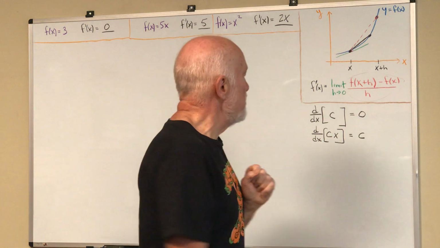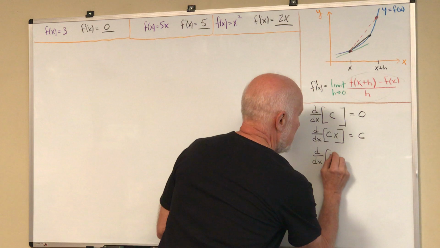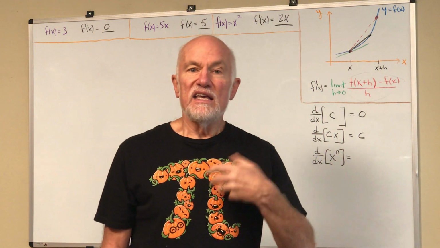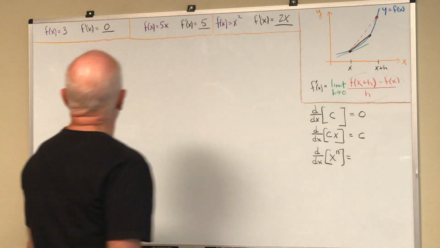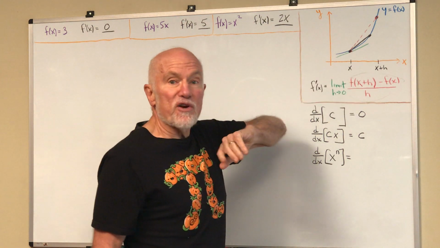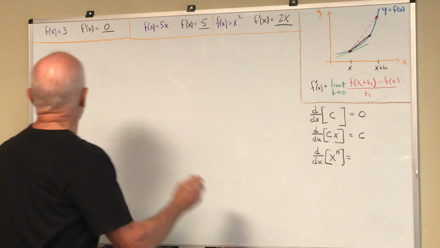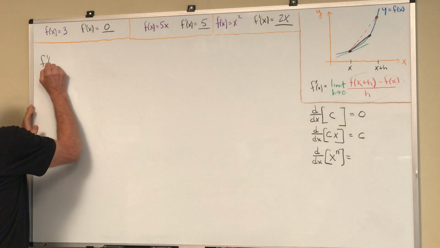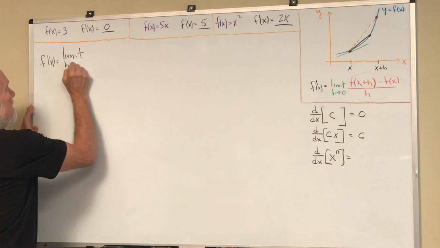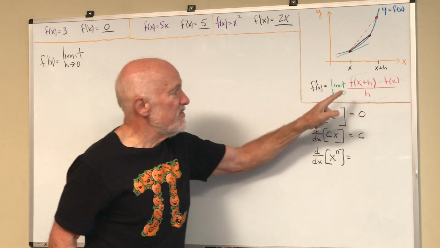I wonder if we can come up with a formula for x to the n, where n is any integer. So, how am I going to do that? Well, this is the only formula that we're ever going to have to find the derivative of a function. So we have to use it. So I'm going to say in this case, f prime of x is the limit as h approaches 0.